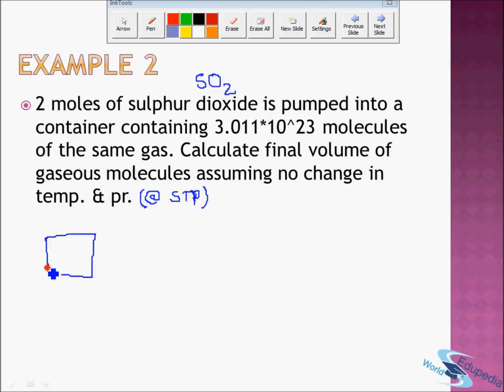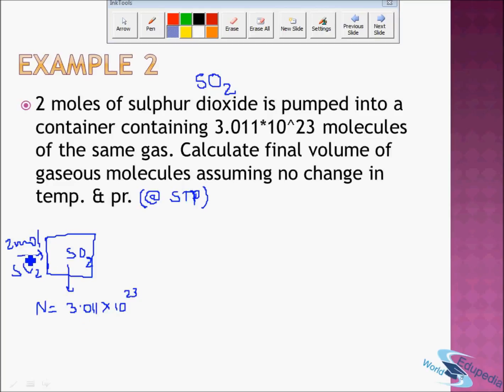So I have a container. What I'm going to do, I'm going to pump 2 moles of SO2 inside this container. Okay, I have already some molecules of SO2 present in this. Okay, there are some molecules of SO2 already present in this container, and that number is N is equal to 3.011 multiplied with 10 to the power 23. Okay, so I have these many molecules.